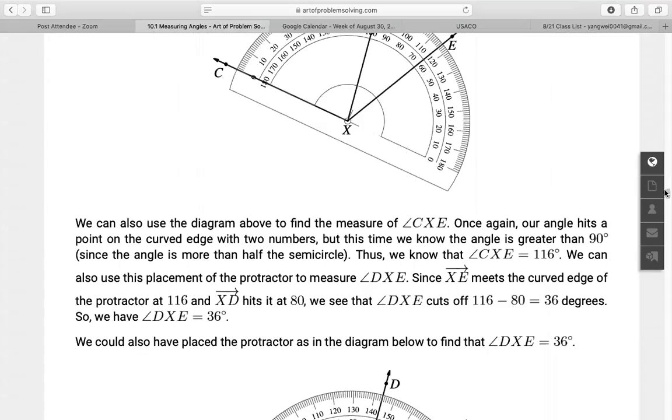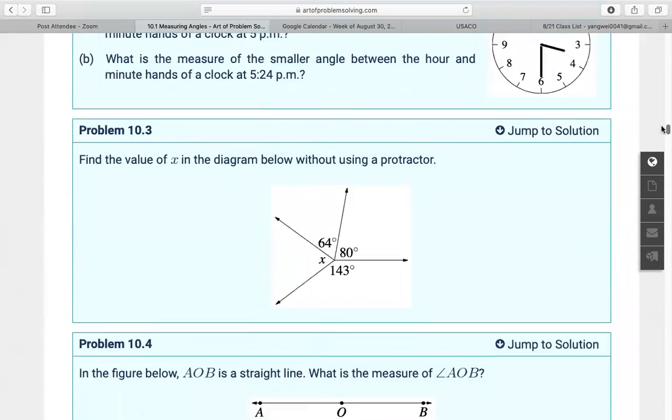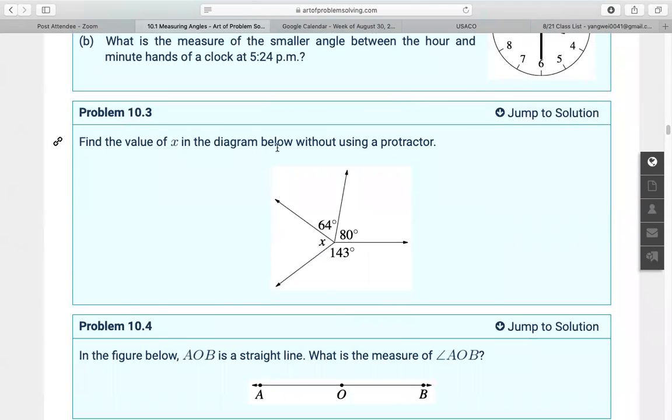Now let's see number 3. Find the value of x in the diagram below without using a protractor. Okay. Everybody, can you send me the answer for this one?